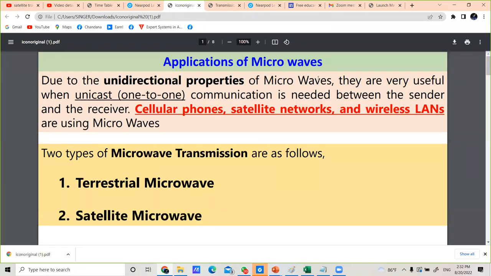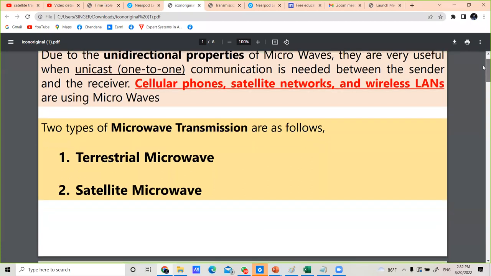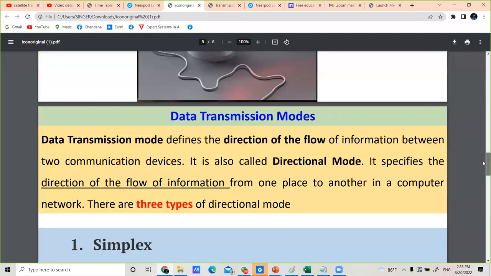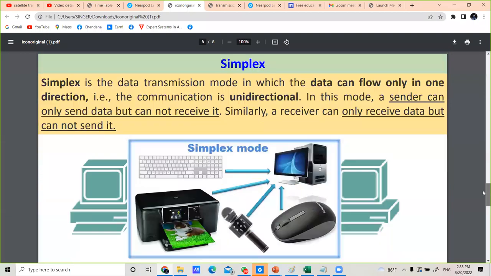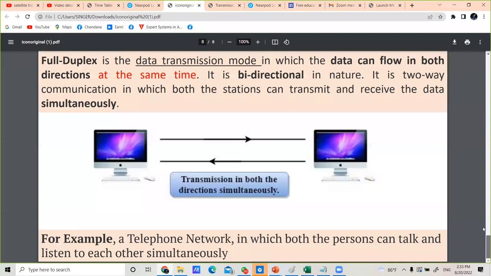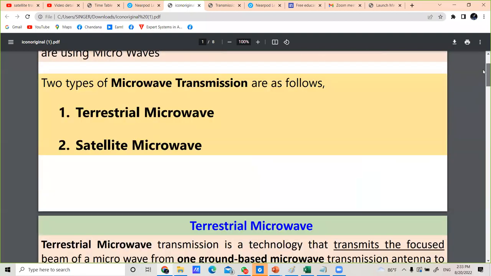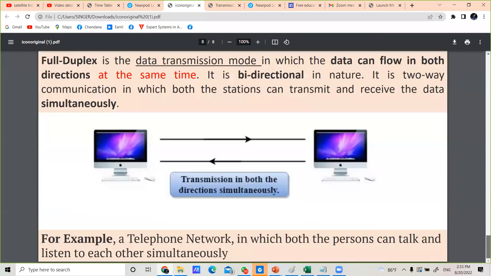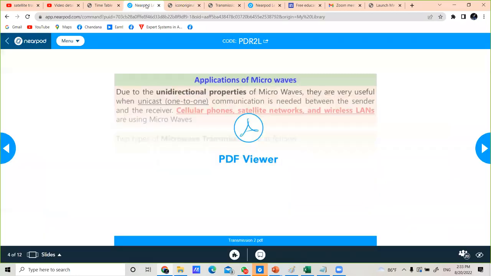Applications of microwaves, we already discussed that part, right? Terrestrial and satellite microwaves, then infrared and transmission mode. Regarding the content of this note also we already discussed. Therefore, we can do the activity that relates to this one also. Right, try to do this activity also.